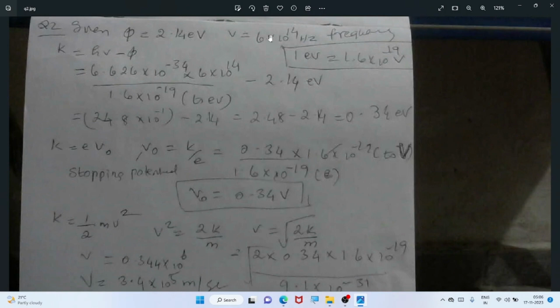The frequency is given, this is in joules. Kinetic energy K equal to hv minus phi. Phi is given, Planck's constant, frequency given. This is the incident light frequency. This is Planck's constant, 6.626 into 10 power minus 34, into the frequency. We are converting this into electron volts because the work function is in electron volts, so that we can subtract with the same unit. So this is your kinetic energy in electron volts.